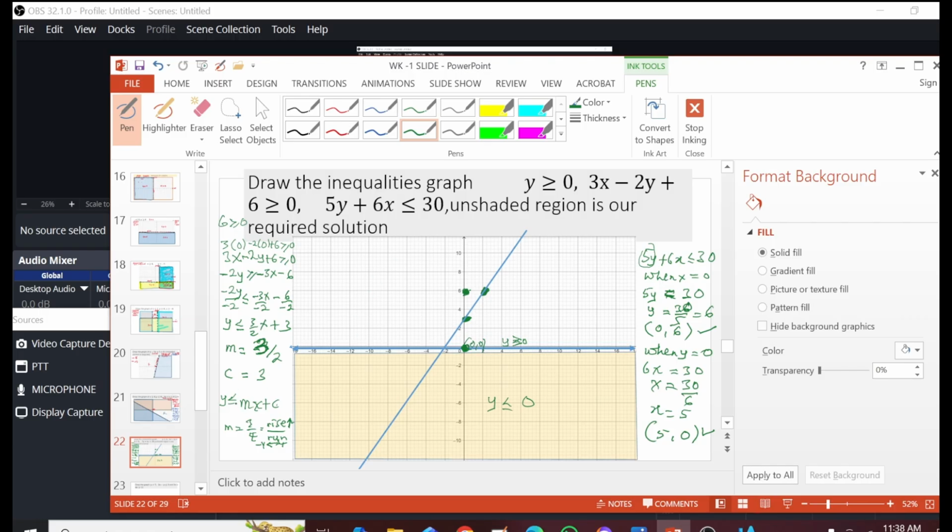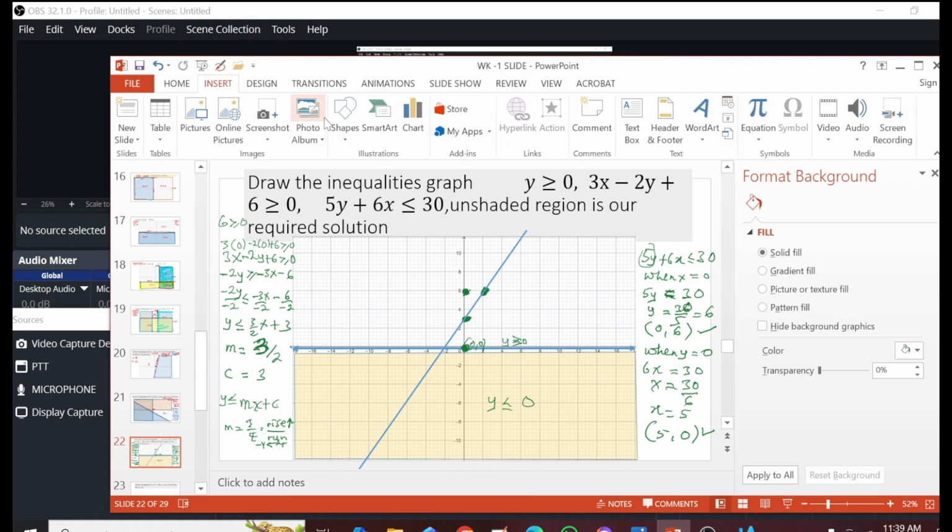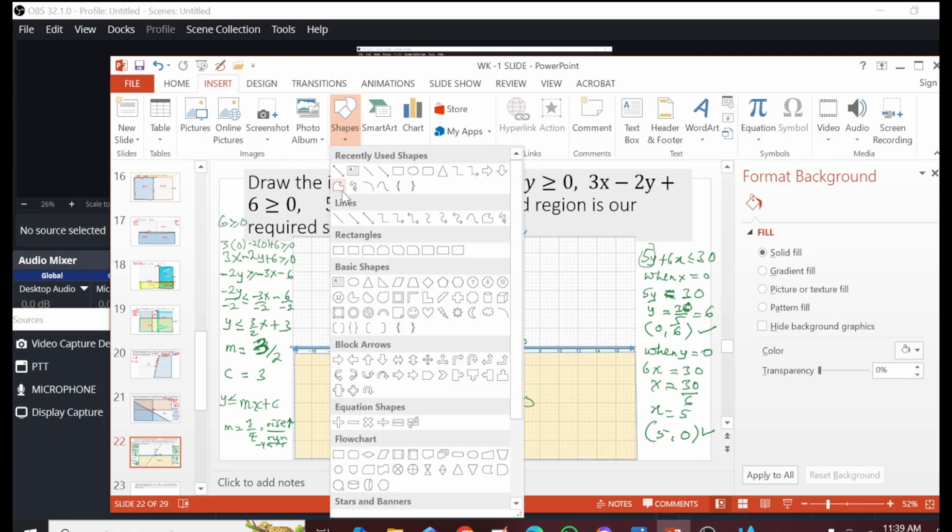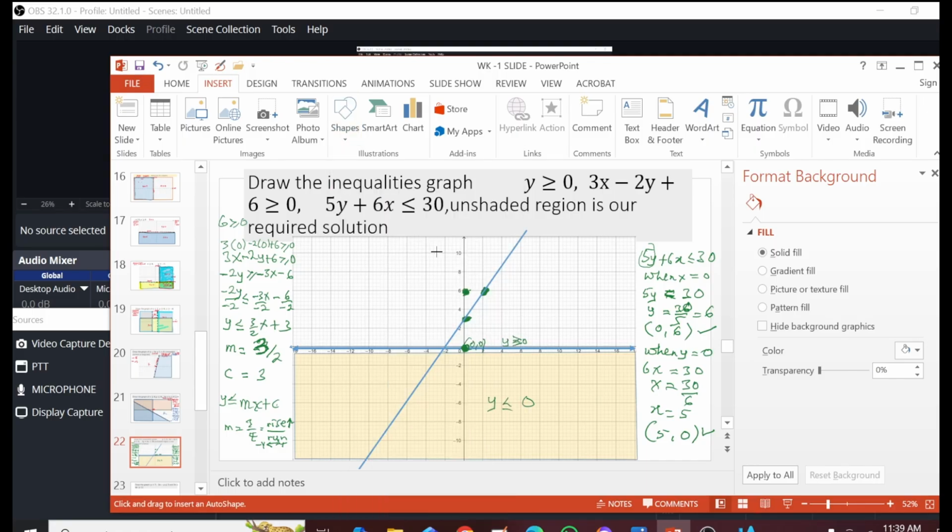The region that is less than this, less than, that means this region is the answer. And when we use the other method, it satisfied it. This region is still the answer. So this region is not the answer. So the region that is not the answer, we're going to shade it off. So let's shade it off. So to shade it off, let's do it this way.